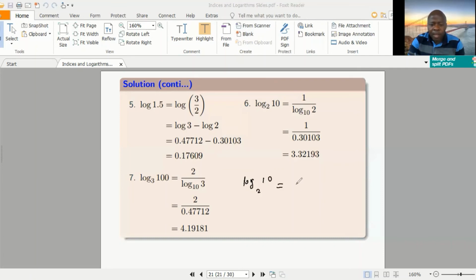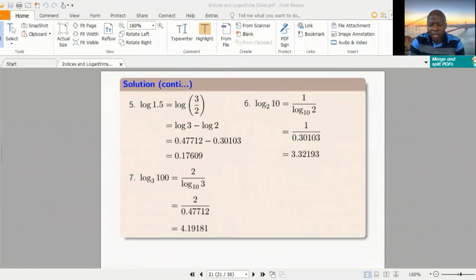So I should have it as 1 over the log of 2 to base 10. But the log of 2 is known, is this. And so you can use your calculator only at this point and get these results. But the working must be seen there.